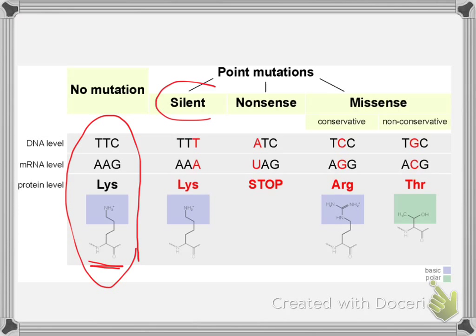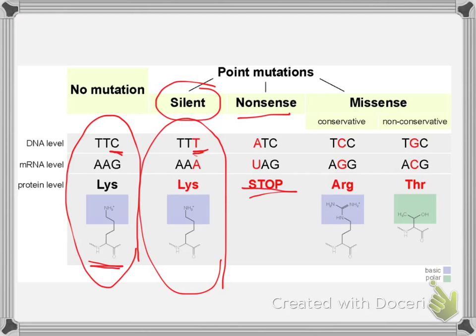If we have a silent mutation, we see the C became a T, but when we're looking at it on an amino acid level, the AAA and AAG code for the same amino acid. So really, this causes no problems whatsoever. In a nonsense mutation, we get a stop codon well before we are ready to.